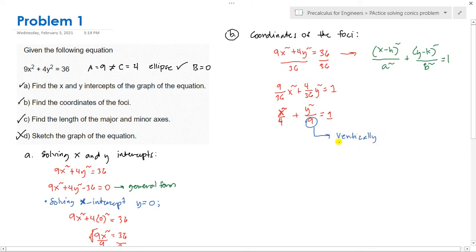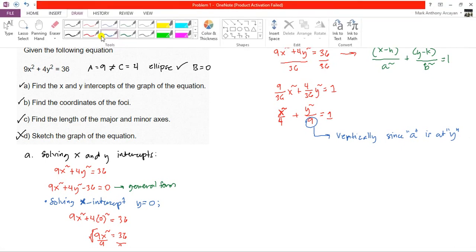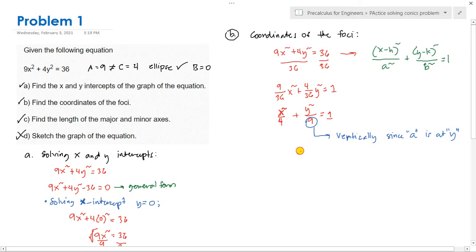The ellipse is oriented vertically since a is at the y variable, because 4 is smaller. Therefore, here we can say that a is equal to the square root of 9, that is equal to 3. B is equal to the square root of 4, that is equal to 2.